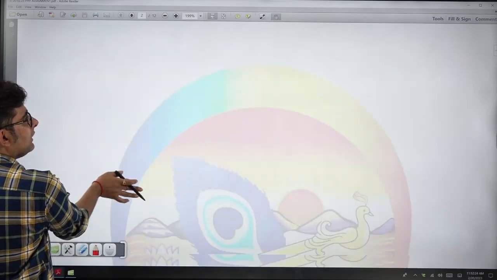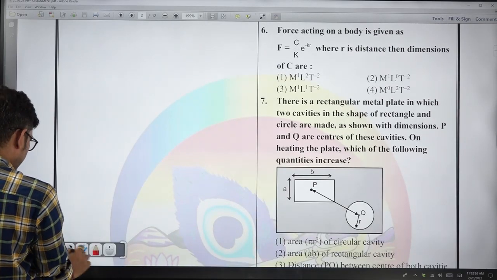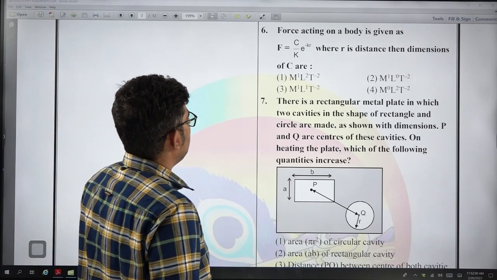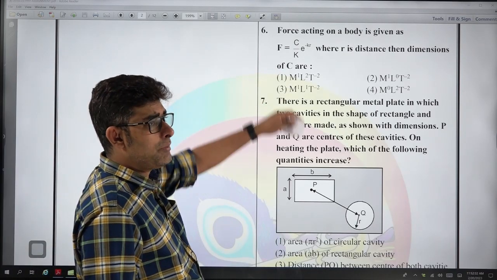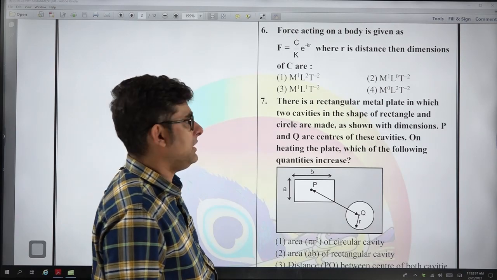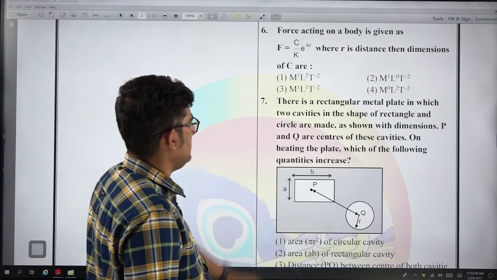Okay, we have got the sixth question. Let's see what it is saying. The force acting on a body is given as F is C by K e to the power minus KR, where R is the distance. Then what are the dimensions of C? Fine.